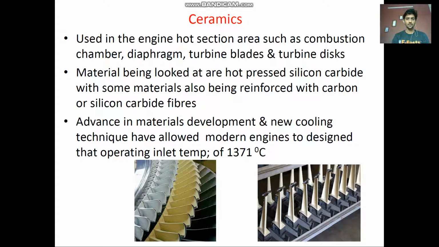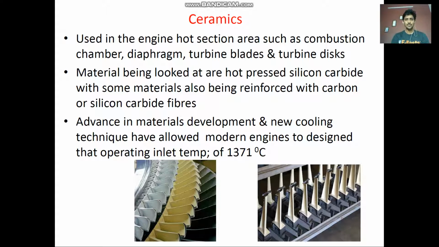So today's topic, to begin with, is ceramics. As we know, ceramic is a non-conducting, or thermally insulating, material. Basically, it is used for the hot sections of gas turbines like combustion chambers, turbine blades, afterburner sections, turbine discs, and all. So these are the sections where ceramics are used.